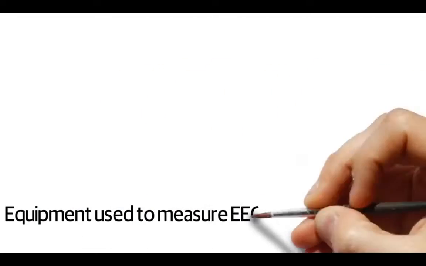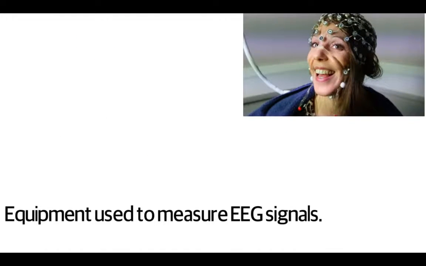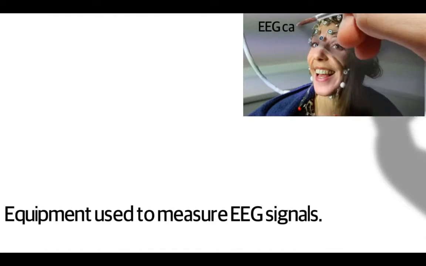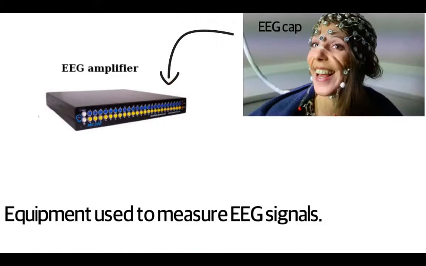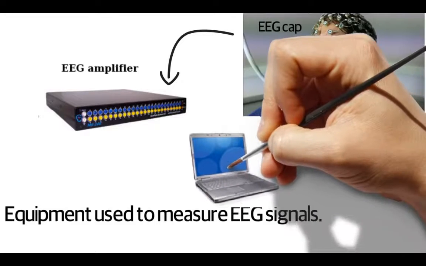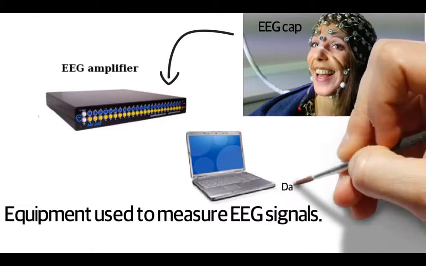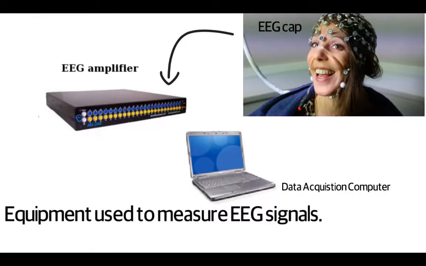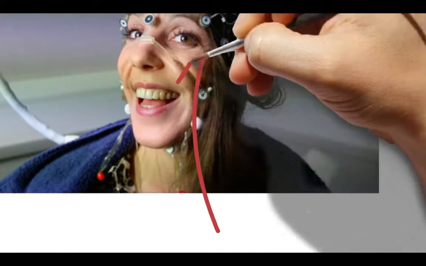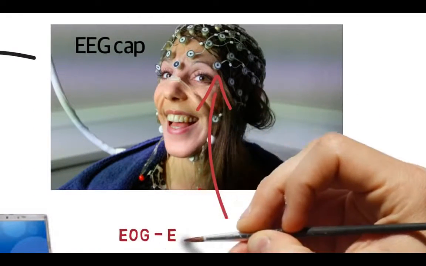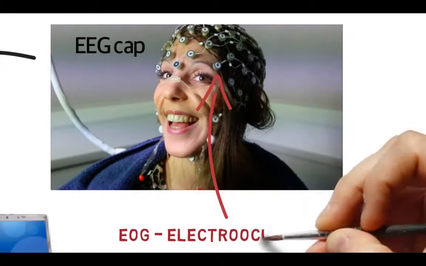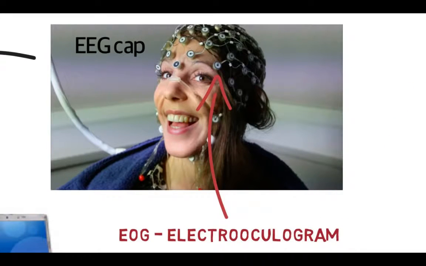Now let's look at some of the equipment we use to measure EEG signals. First, there's the EEG cap, which has sponges to hold saline solution and metal electrodes to conduct the electrical signals to an EEG amplifier, which of course amplifies the signal strength. The data then gets sent to a data acquisition computer to be stored and analyzed. Each EEG cap has special electrodes to measure the eye muscle movement. This is called EOG, or electrooculogram.